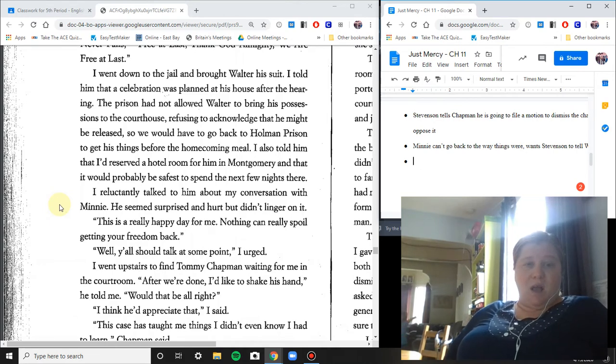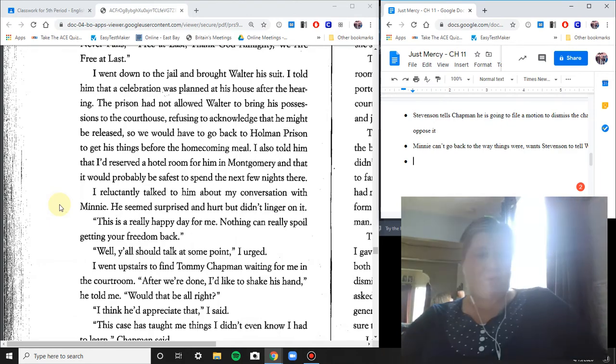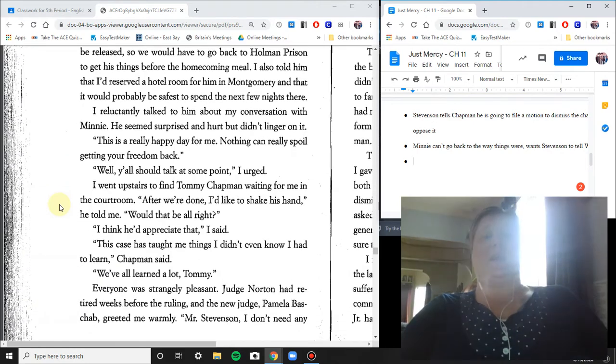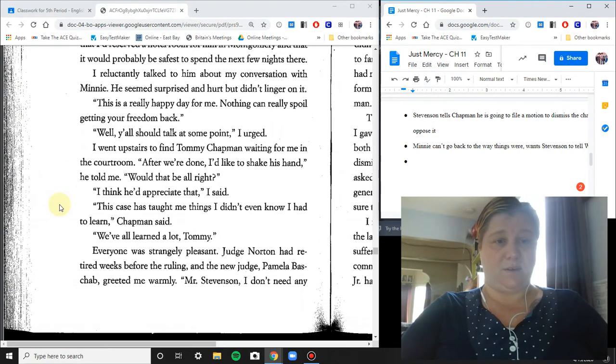I went upstairs to find Tommy Chapman waiting for me in the courtroom. "After we're done, I'd like to shake his hand," he told me. "Would that be all right?" "I think he'd appreciate that," I said. "This case has taught me things I didn't even know I had to learn," Chapman said. "We've all learned a lot, Tommy."